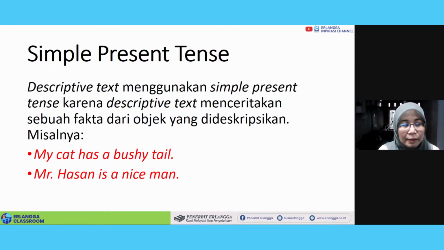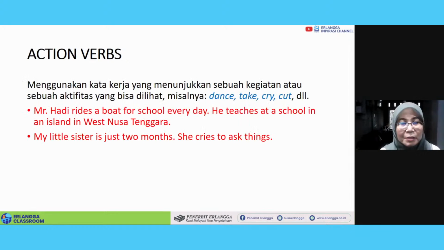And then Mr. Hasan is a nice man. So ini menceritakan, pakainya dia adalah simple present yang atas menyampaikan kepemilikan gitu ya, pakainya has atau have ya, tergantung subjeknya ya, tapi pakai has karena ini my cat, objeknya satu yang diceritakan. Oke, let's continue.